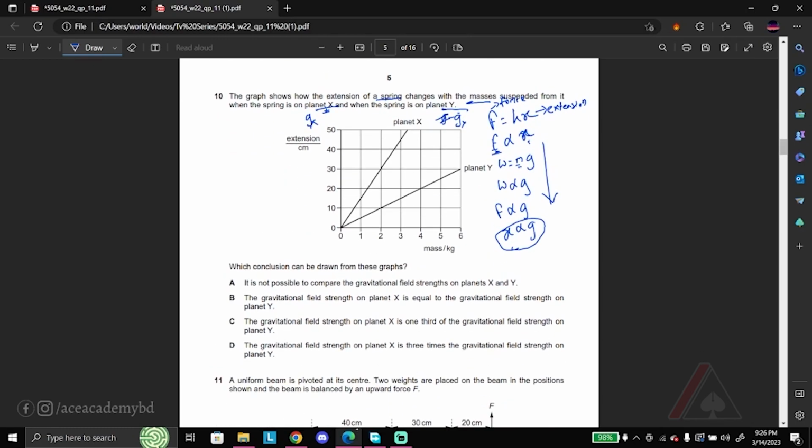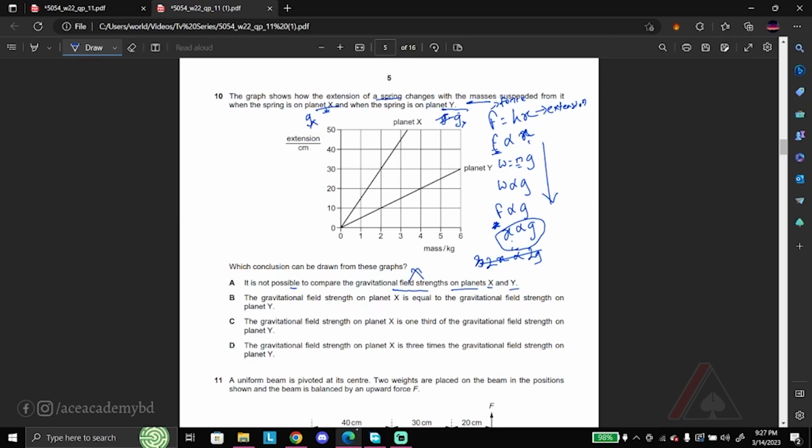Now let's move on to the options. It says it's not possible to compare the gravitational field strength of planet X and Y. Now we can compare, since the extension is directly proportional to g. So any change in extension will affect the gravitational field strength the same. For example, if the extension increases by 2 times, then the gravitational field strength will also increase by a multiple of 2. So yeah, we can actually derive that from these.